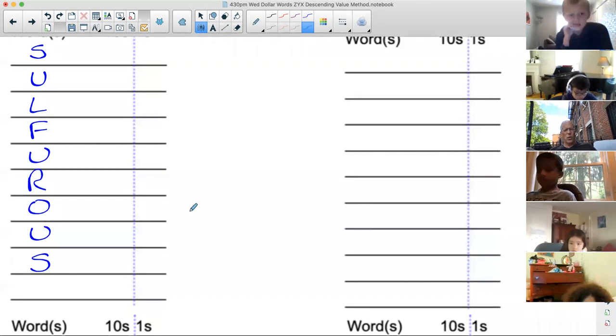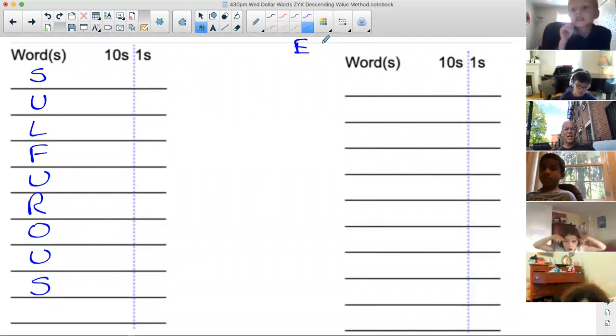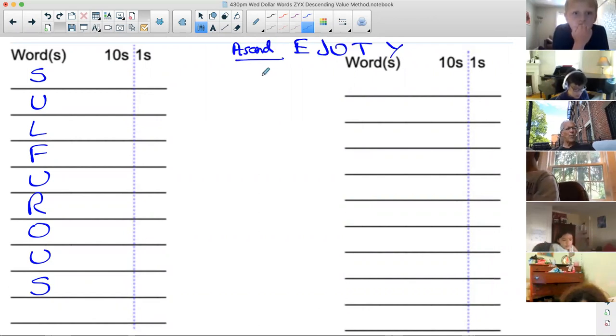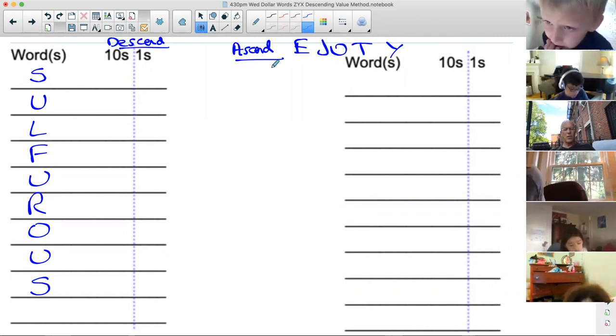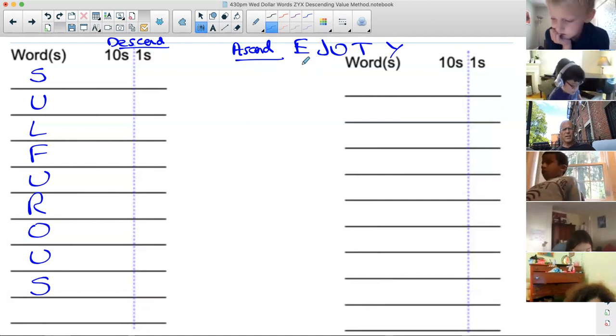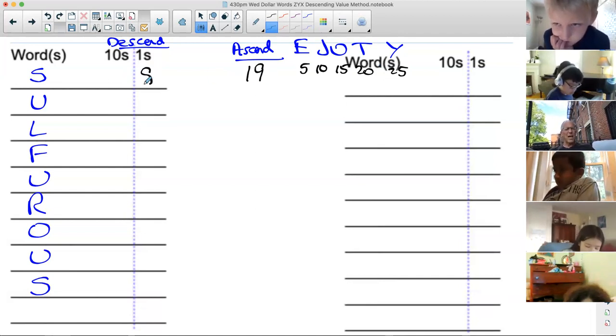Now, I don't know if it's a dollar word, but let's try it. So the first thing we're going to do, guys, is we're going to think of this word in terms of the ascending method. And every time we come up with a letter, we're going to come up with the descending letter. Okay, so what's the ascending value of S? Say it out loud. Go. 19. And if the ascending is 19, then the descending is, go. 8. Got it.